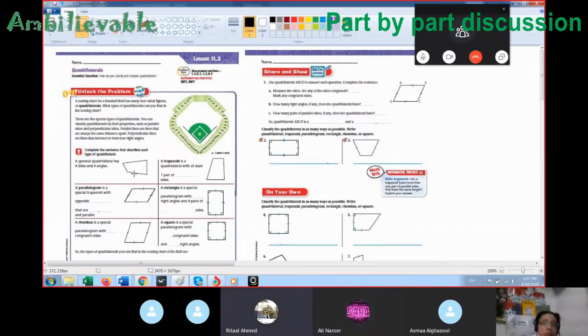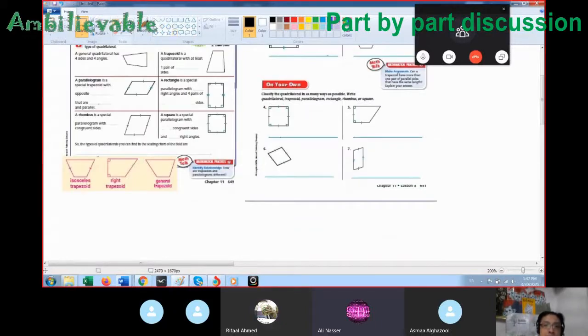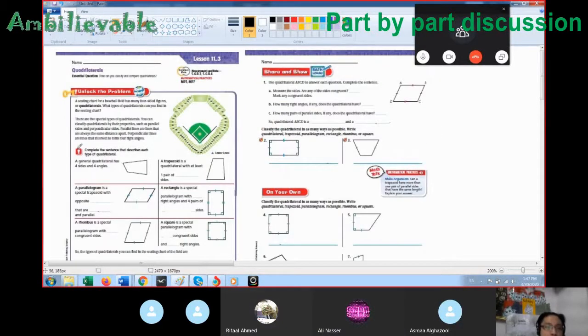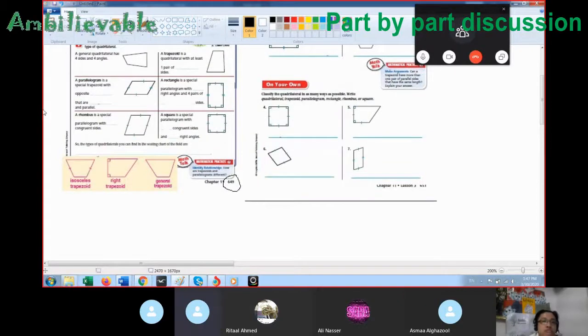Look at this one. The different quadrilaterals are these, okay? I would like you to open your book to page 649. Now, complete the sentence that describes each type of quadrilateral. A general quadrilateral has four sides and four angles. The first quadrilateral is, look at this one, parallelogram.